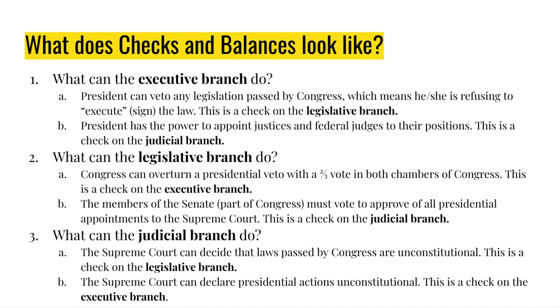What can the judicial branch do? The Supreme Court, the federal judiciary system. Well, to the legislative branch, the Supreme Court can decide that laws passed by Congress are unconstitutional, right? That's a huge check. Congress passes this law, and the Supreme Court comes along and says, no, that law is totally unconstitutional. Try again, right? Supreme Court can do that. The Supreme Court can also declare presidential actions to be unconstitutional. Again, this would be a check on the executive branch.